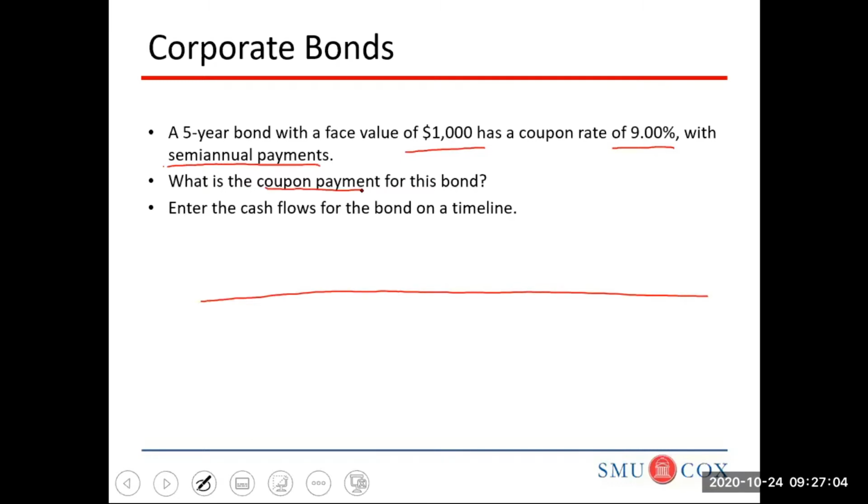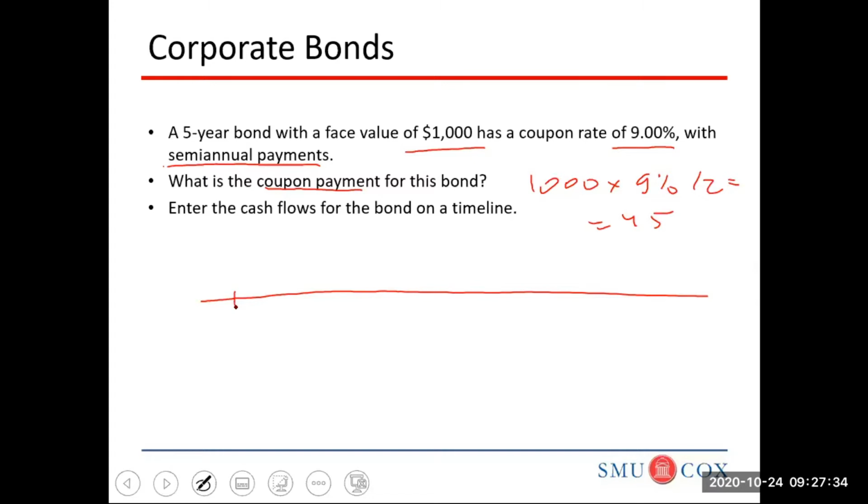The first question is, what's the coupon payment? Does anybody want to volunteer that? So take 1,000. Is it 45? Yeah, multiplied by 9%, divided by 2, you get 45. So that's the coupon payment. And enter the cash flows.